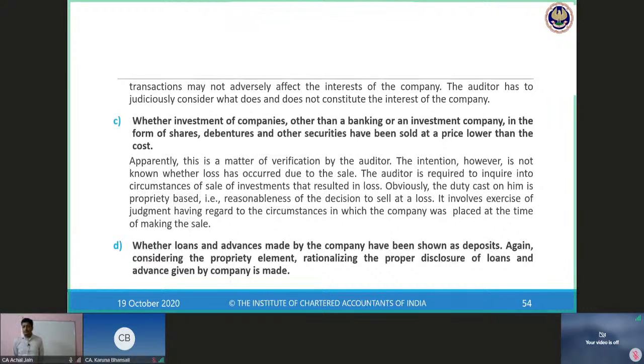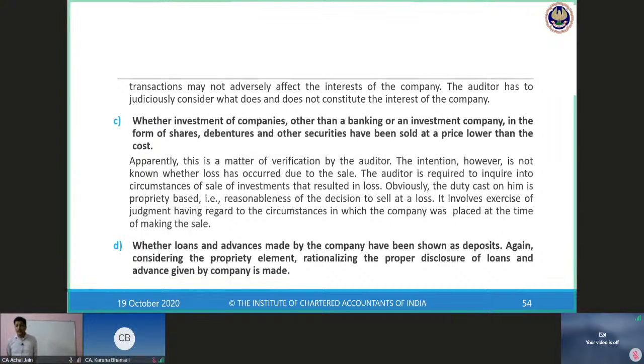Number 3, whether investments of companies other than a banking or an investment company in the form of shares, debentures, other securities have been sold at a price lower than the cost. So if some of these investments of a company have been sold at a price lower than the cost, will that be beneficial to the company? Not at all. Will that be beneficial to the shareholder? Again, not at all. So this is a matter of verification by the auditor.